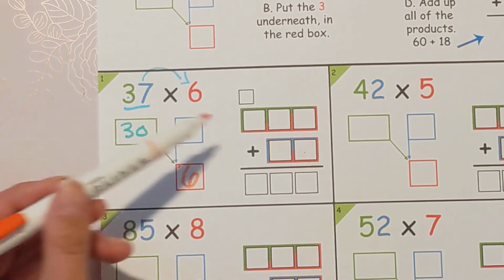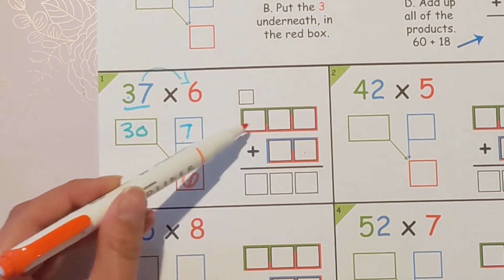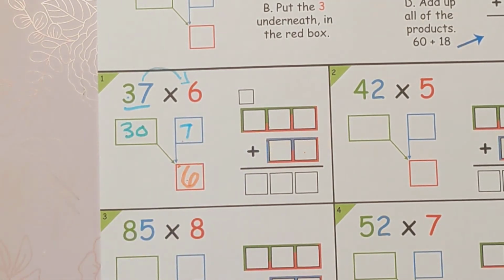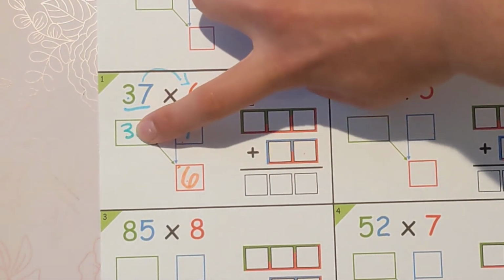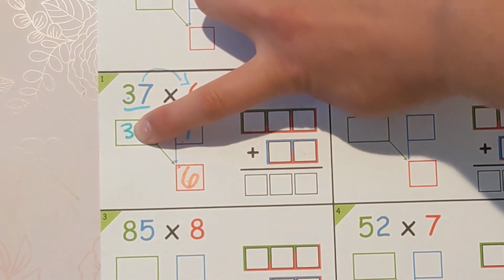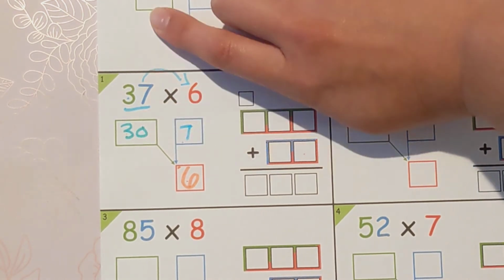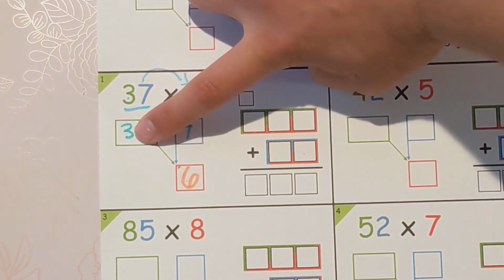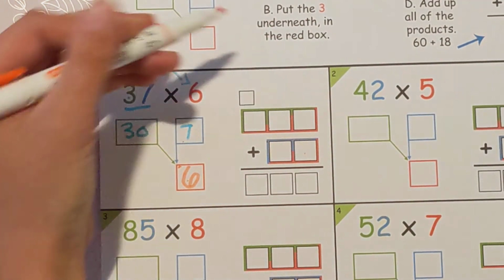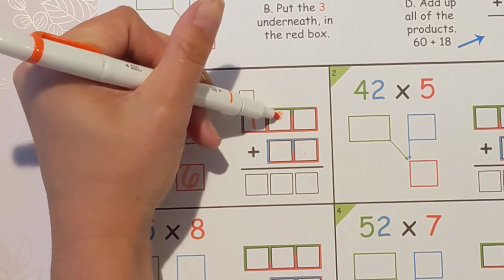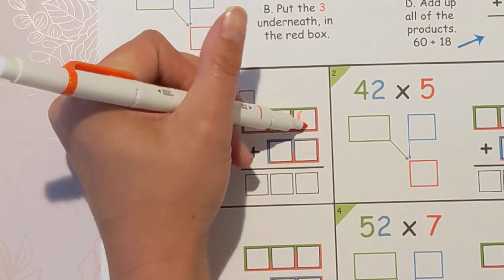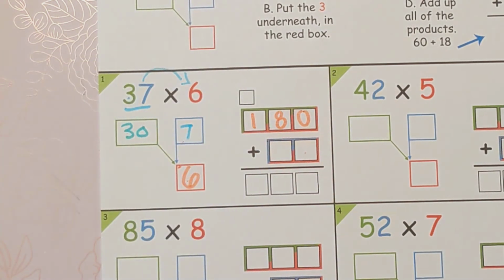So I'm going to start with 30 times 6 and put it in this box. When you're multiplying 30 times 6, you can just forget about the 0 and just do 3 times 6 and then stick the 0 back on. 3 times 6 is 18. And then we put the 0 back on, so 30 times 6 is 180.